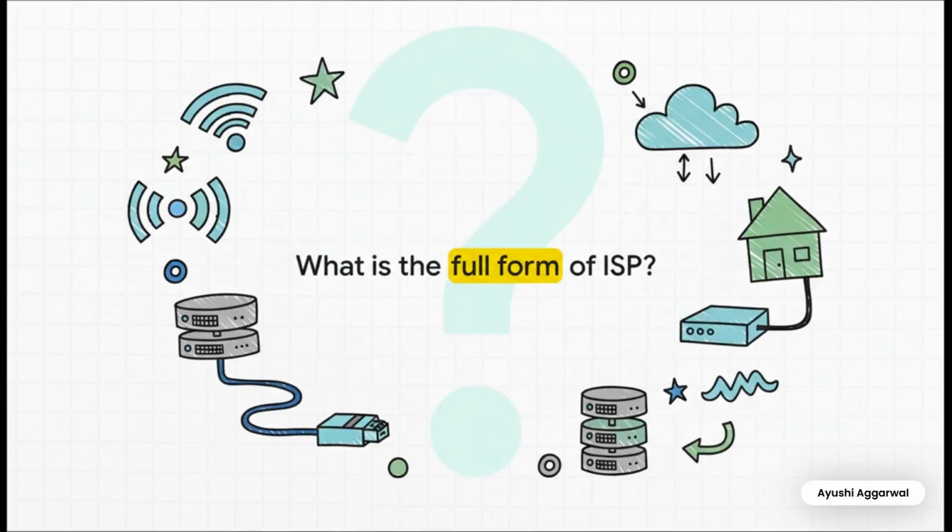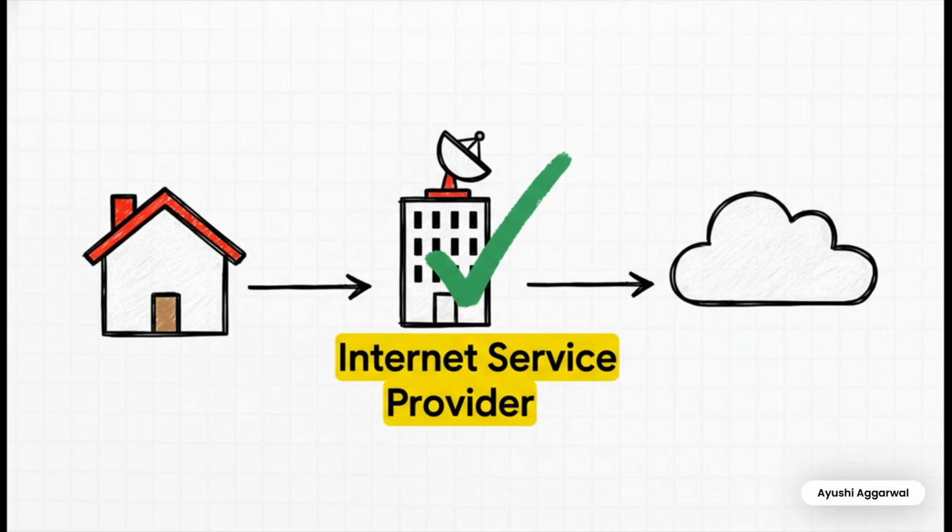Well done. Number 4. Who's the company you call to set up your Wi-Fi? They provide you with your internet. Think about the service they're offering. That's the one. B, Internet Service Provider. They're your personal gateway to the entire World Wide Web.